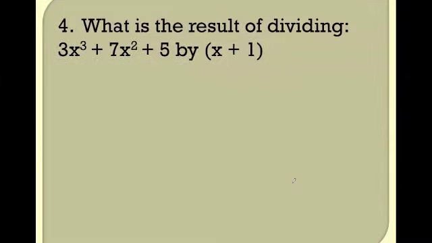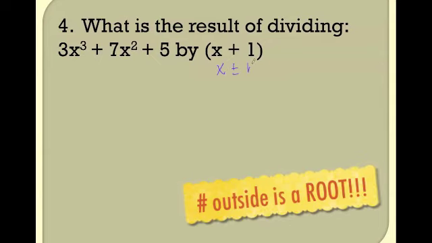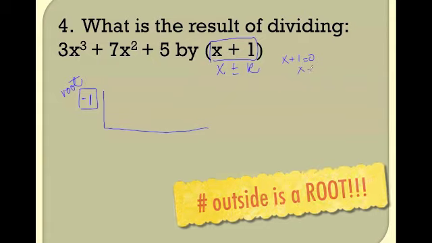Okay, for number 4, what is the result of dividing? And whenever I see it in the form of x plus or minus k, I can use synthetic division. So that's what I'm going to do. It's a lot faster. However, remember that the number that goes outside is a root. And if I'm dividing by this, it means the root is -1 because x plus 1 equals 0 is the way I find my root.